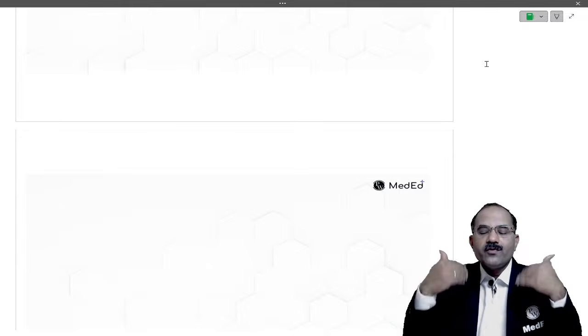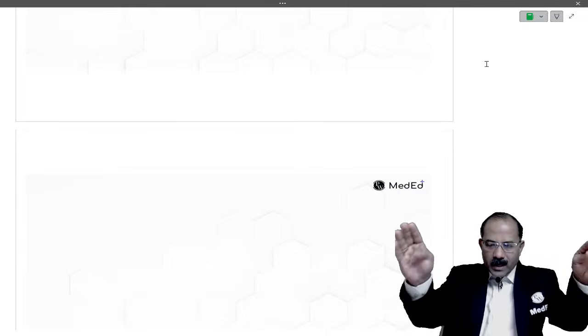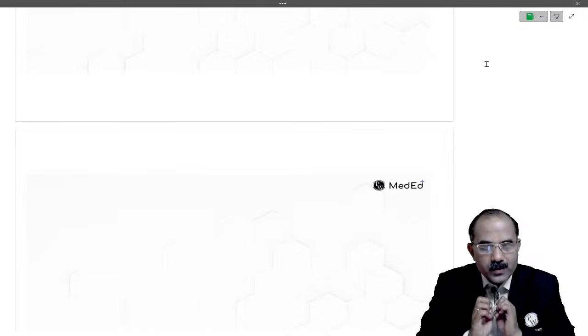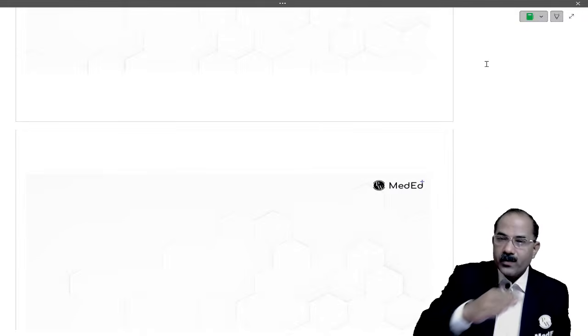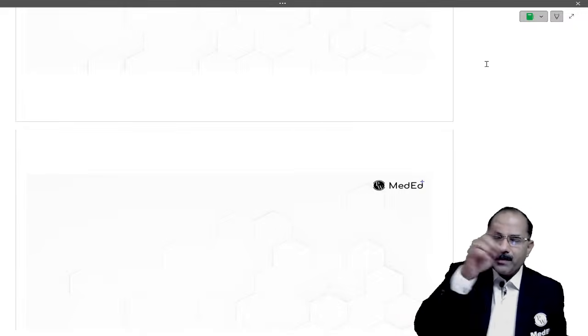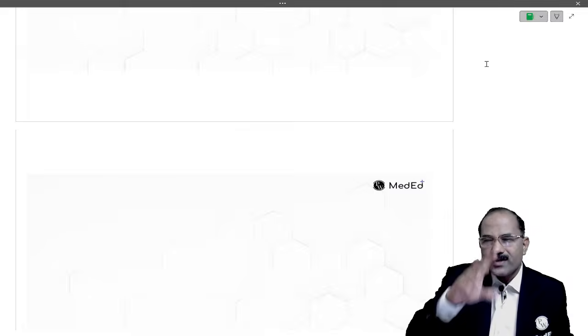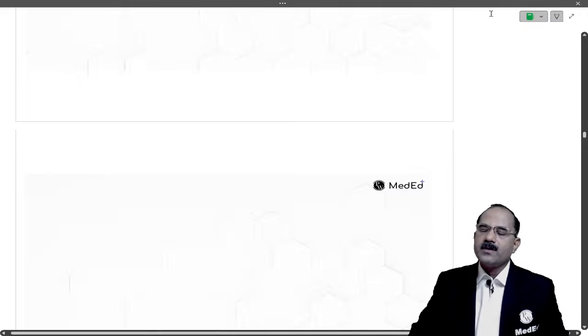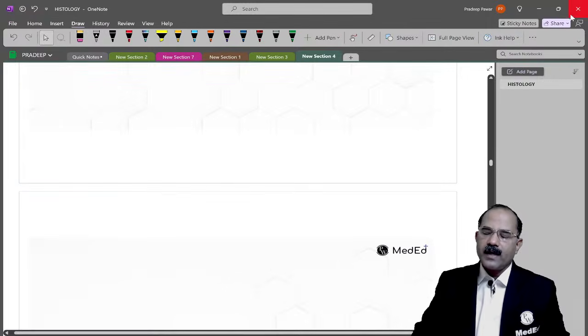So how do we confirm this is thymus? We have a capsule. The capsule will send septa, which divides the thymus into lobules. Each lobule will have an outer cortex and an inner medulla. And what is present within the medulla? The medulla contains rounded structures known as Hassel's corpuscles. So Hassel's corpuscles are characteristic of thymus.